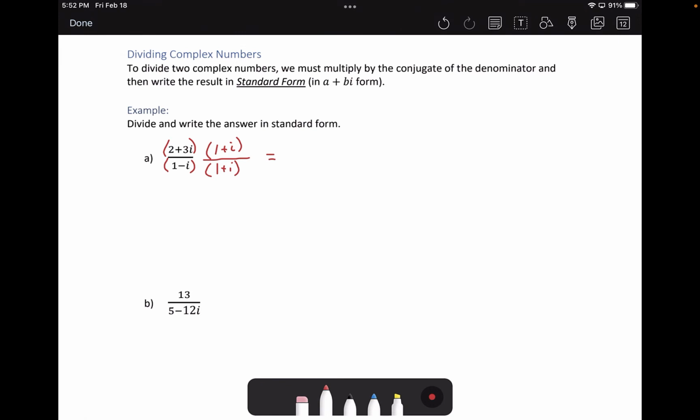In the top, we get 2 plus 2i plus 3i plus 3i squared. In the denominator, we get 1 plus i minus i minus i squared.